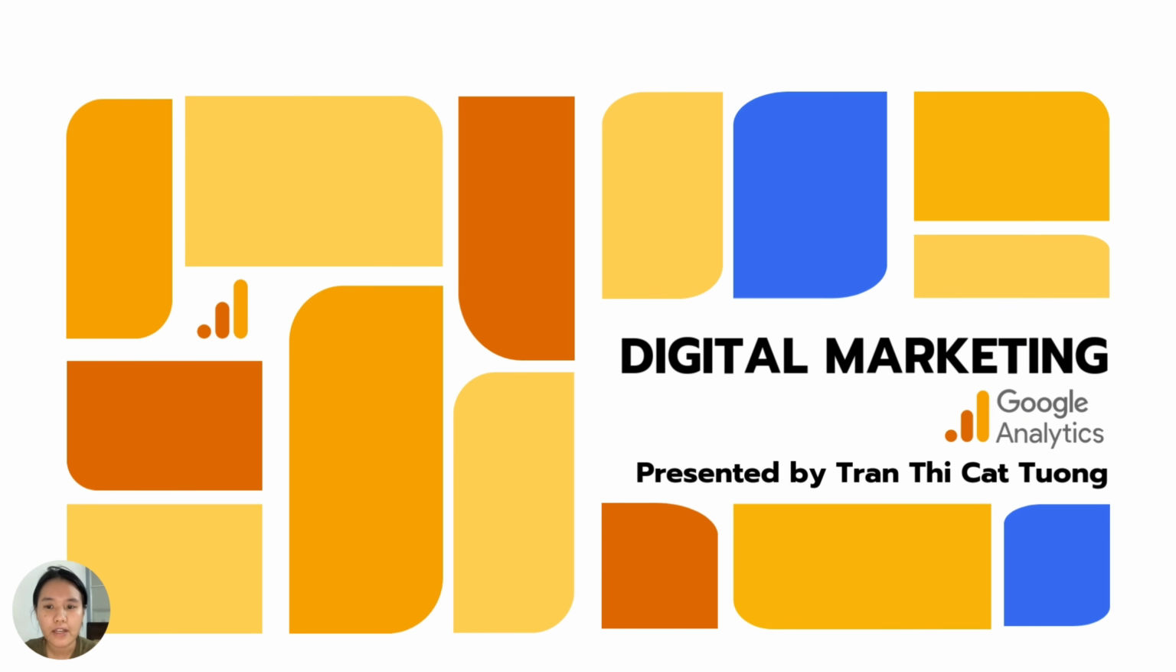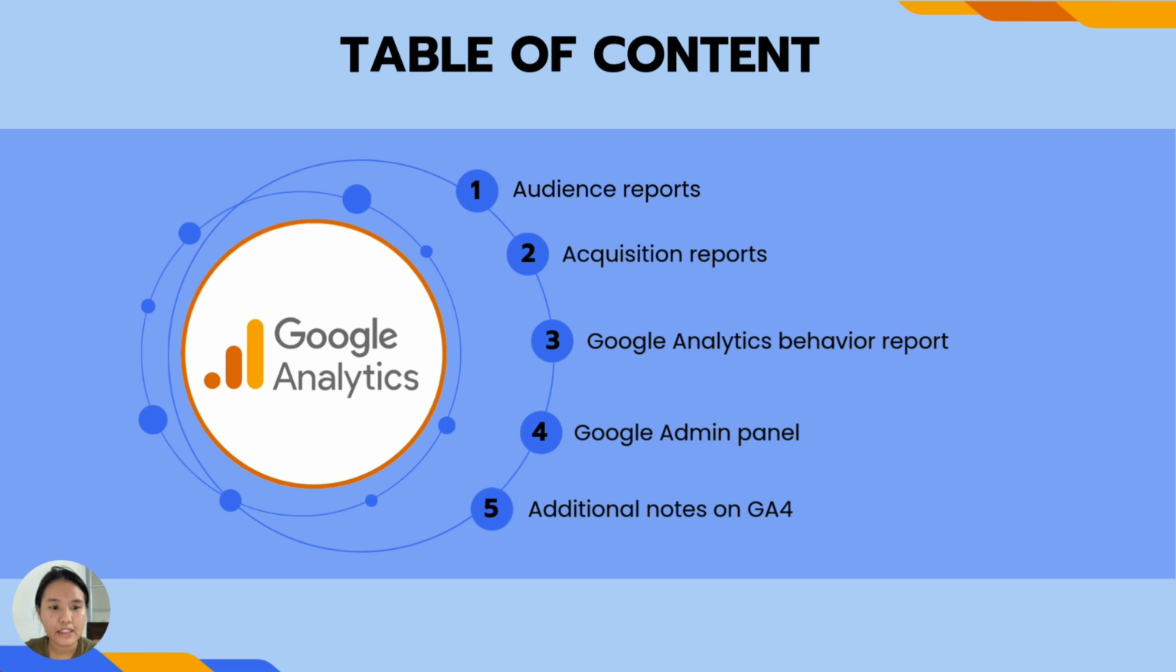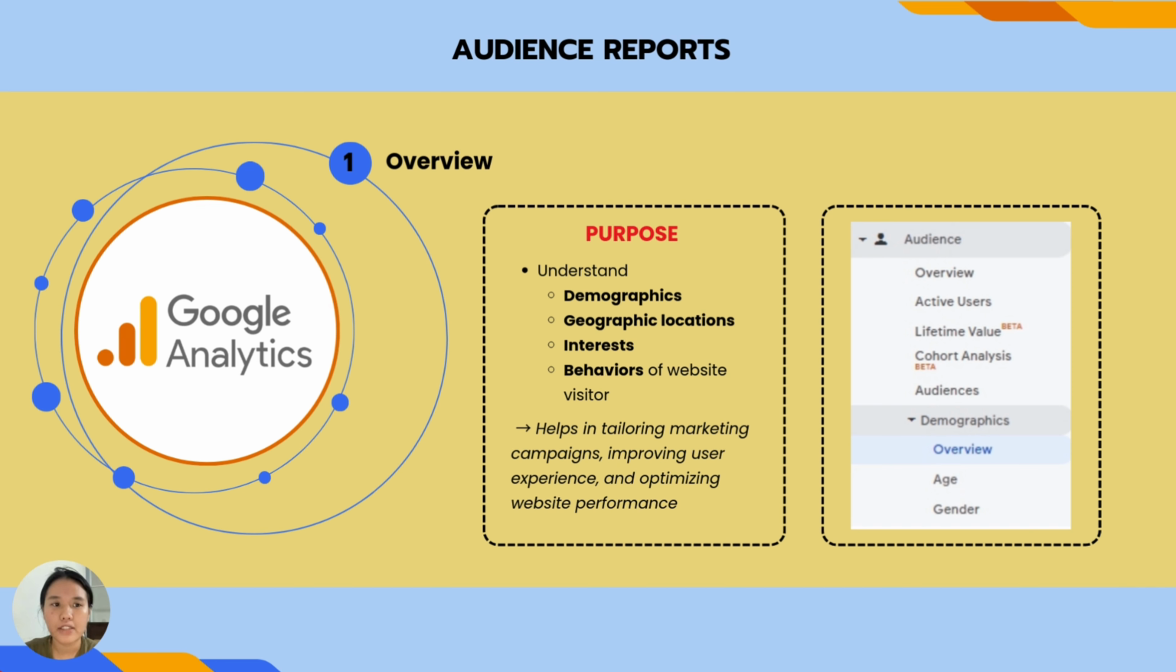Visibility you need to make smarter decisions. So let's get started with the first table of contents. We start with audience reports. Next, acquisition reports, behavior reports, and the Google admin panel. And the last one, additional content on Google Analytics 4, because Analytics has changed significantly and we need to adapt. So let's get started with the first part, the audience reports.